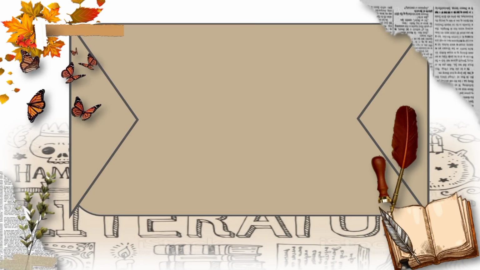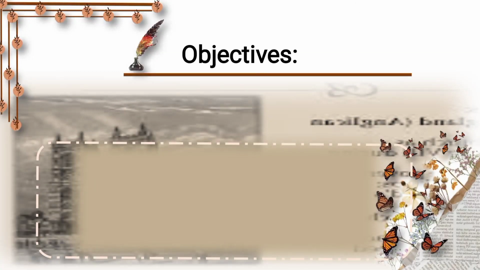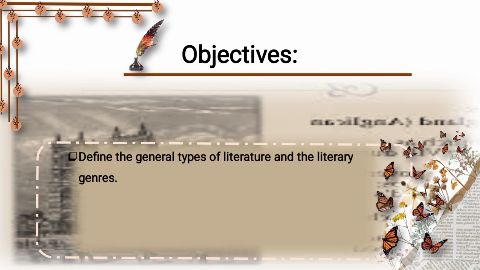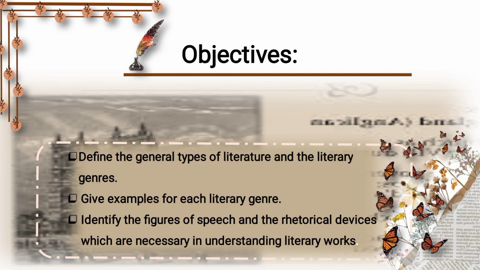Hello everyone! For this episode, we are going to tackle the basic concepts of literature. So here are our objectives. First, define the general types of literature and the literary genres. Second, give examples for each literary genre. And lastly, identify the figures of speech and the rhetorical devices which are necessary in understanding literary works.